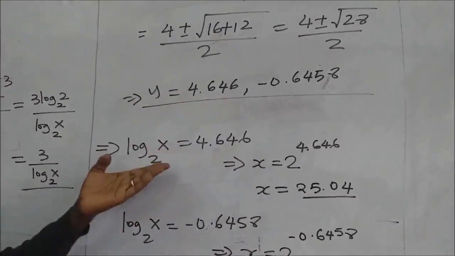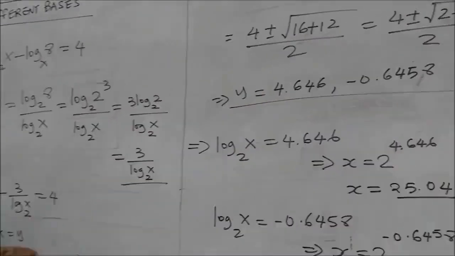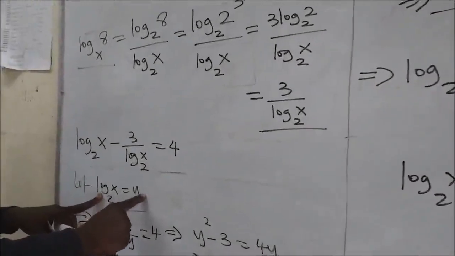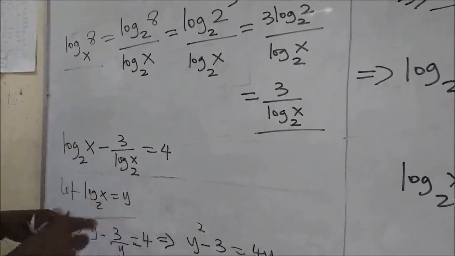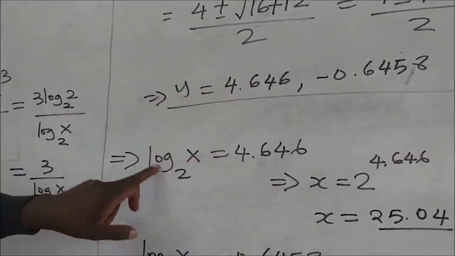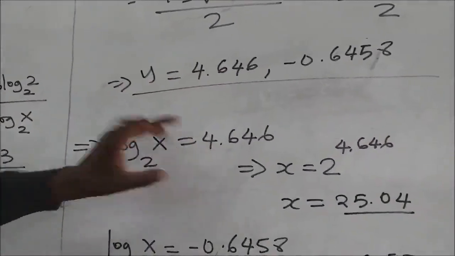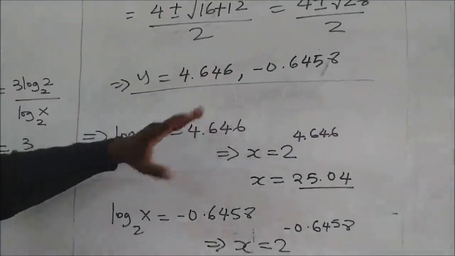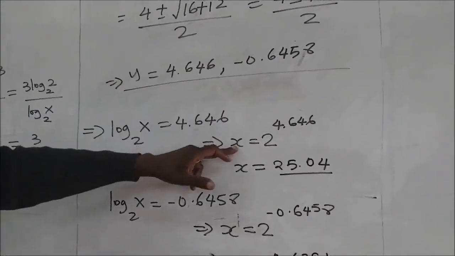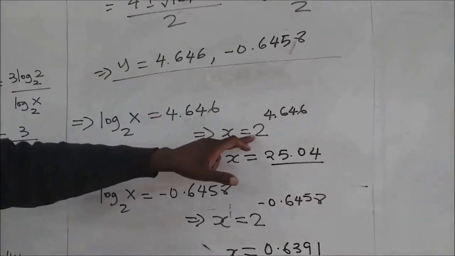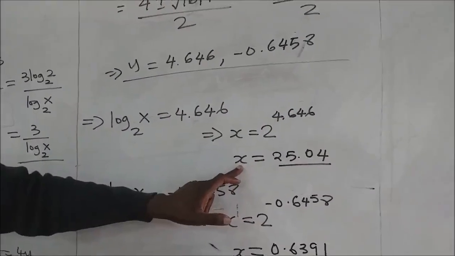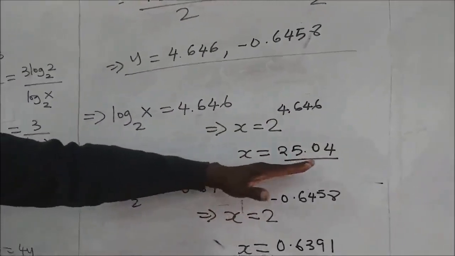Now we take it back to this point. Where there is y, we replace with the value of y. And so when y is 4.646, log x base 2 becomes that. This is a logarithmic form. We move from logarithmic form to exponential form, and so our x is equals to 2 power 4.646, which gives us the value of x as 25.04.